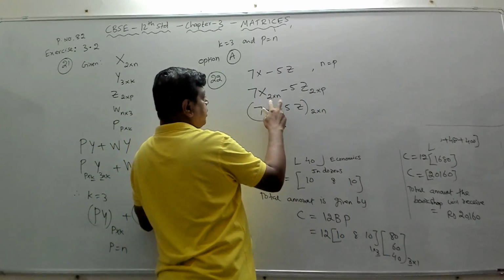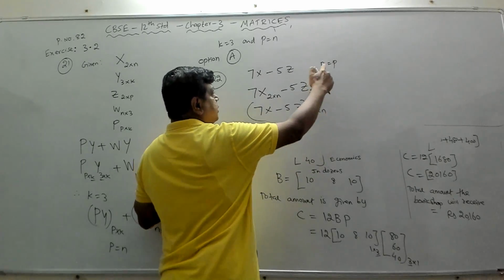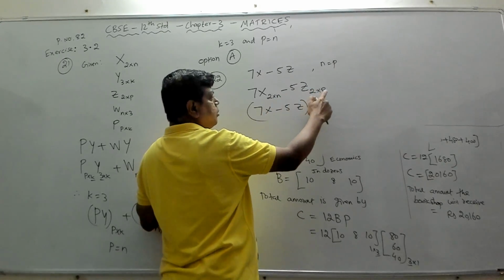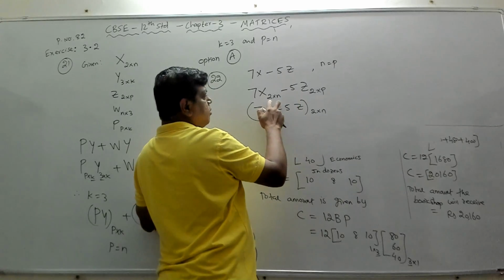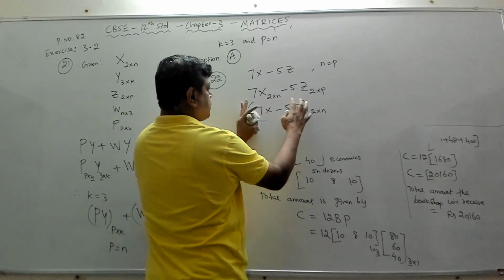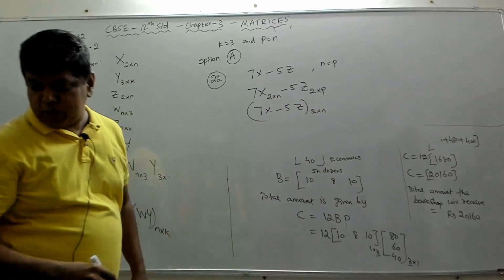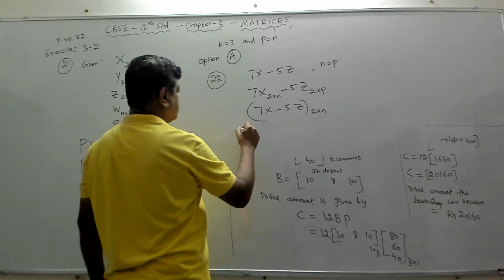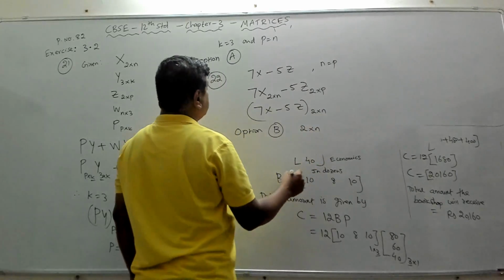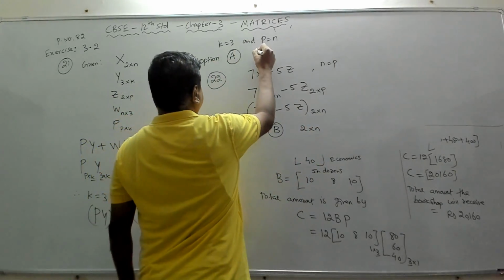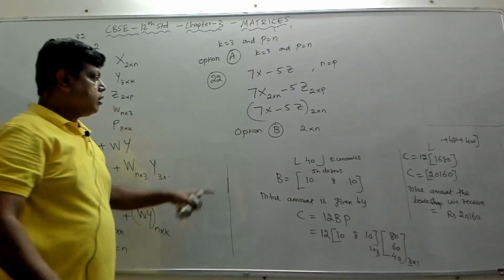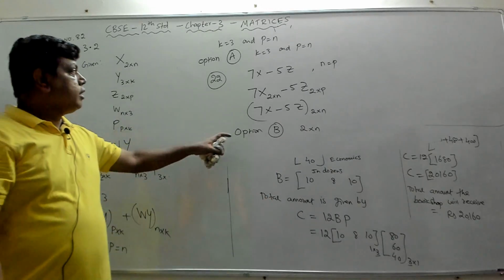So the order of this will be what? Either you can say 2 cross n or 2 cross p, because n equal to p means I can put n here. So this is also 2 cross n, and this is also 2 cross n, because p is n. When you subtract two matrices of order 2 cross n, the resultant matrix also will be 2 cross n. So the order of the entire matrix 7x minus 5z will also be 2 cross n. So the answer is option B, which says 2 cross n. Option A said K is equal to 3 and p is equal to n, that was the answer to the previous problem. Option B, 2 cross n, is the correct answer here.